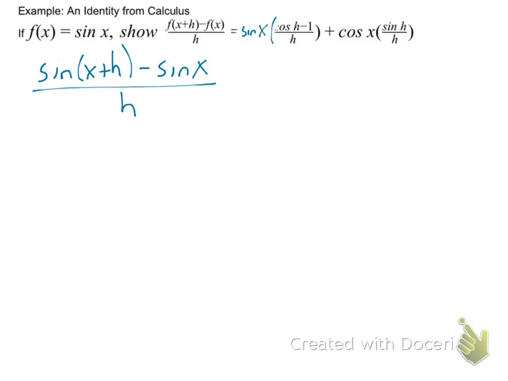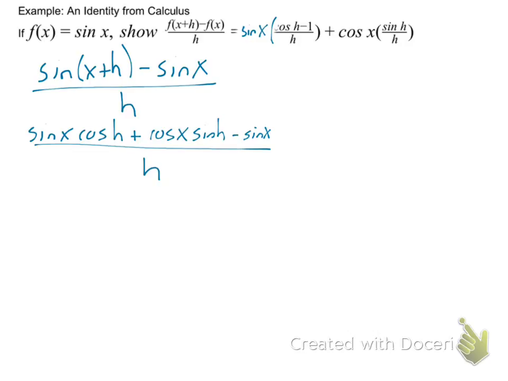We should be able to. I've got an addition of sine, and that addition of sine would be sine x cosine h plus cosine x sine h minus sine of x, all over h. Just using expansion, right?